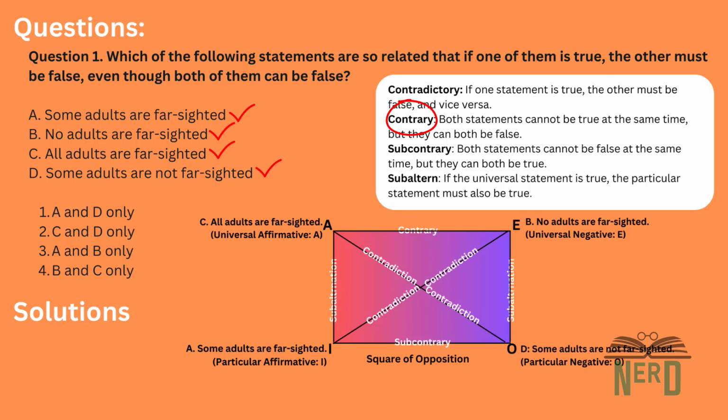A and B. A. Some adults are farsighted, and B. No adults are farsighted, are contradictories. If one is true, the other must be false. This does not fit the requirement of both being able to be false. B and C. B. No adults are farsighted, and C. All adults are farsighted, are contraries. Both cannot be true at the same time, but they can both be false. This fits the requirement. Correct answer. The correct answer is B and C only. This option correctly identifies the statements that are so related that if one of them is true, the other must be false, even though both of them can be false.